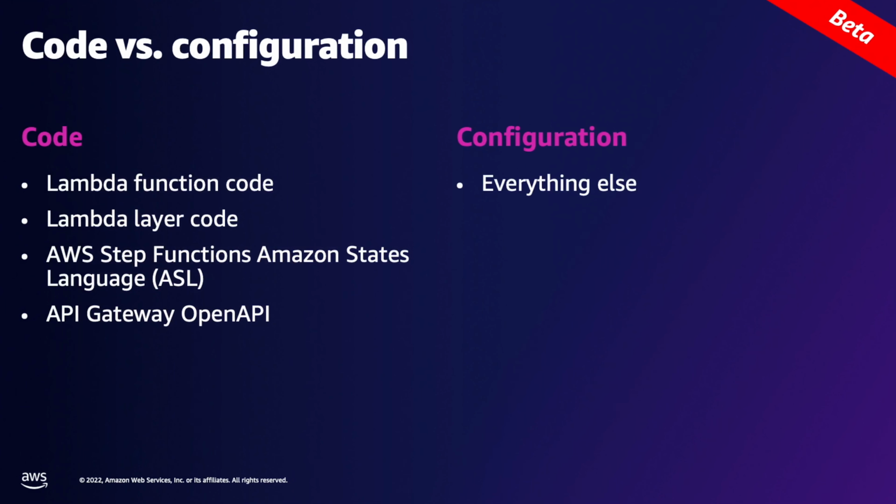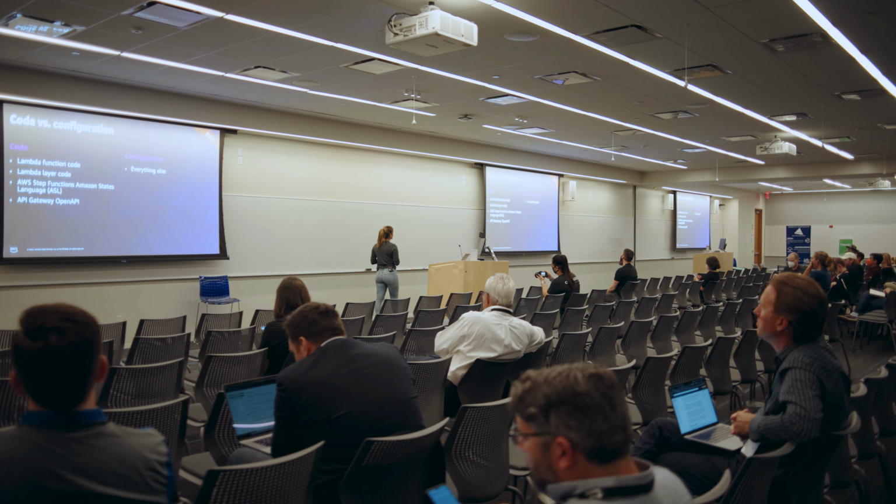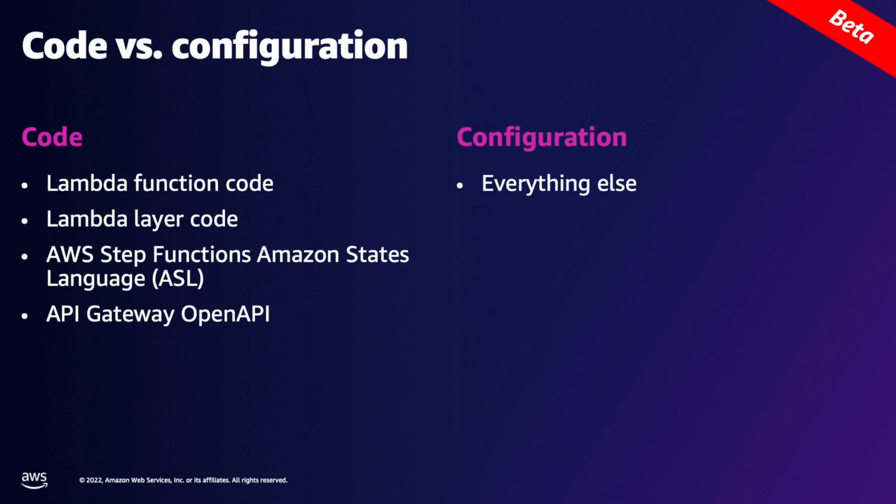And so to understand SAM Accelerate, we really have to differentiate between code and configuration. So in this context, code is everything in your Lambda function, your Lambda layer code, your Step Functions Amazon States Language file, and your API Gateway OpenAPI file. So everything else is considered configuration.